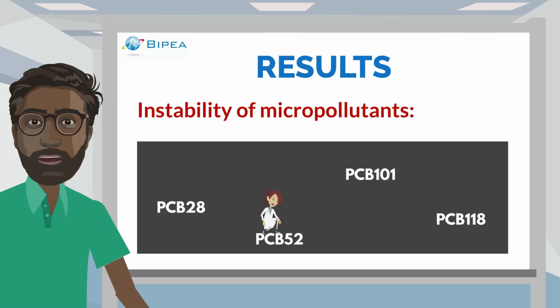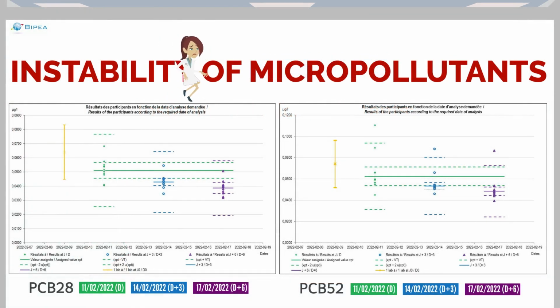Moreover, according to the results, the instability within uncertainties was demonstrated for 4 PCB. This screen shows the results for PCB 28 on the left and PCB 52 on the right. The graphs show that the assigned values obtained on D and D+6 are different within the uncertainties, so we can conclude that the molecules are unstable over the period studied.